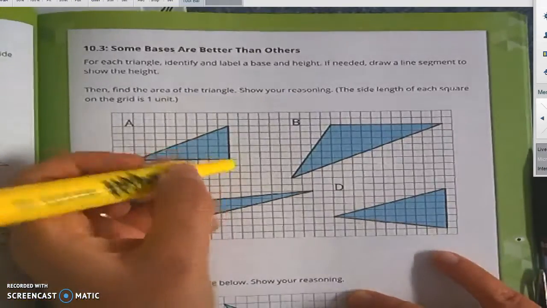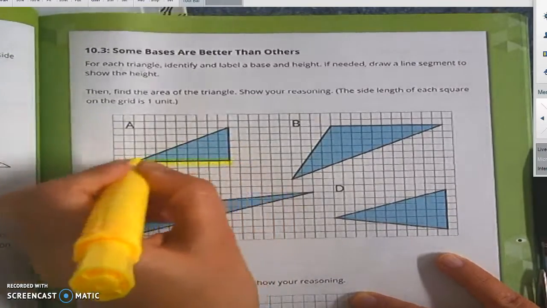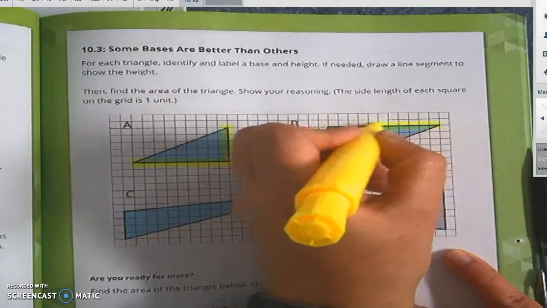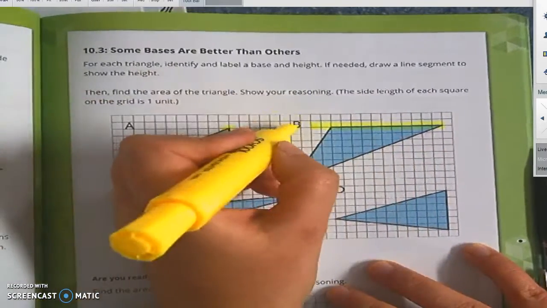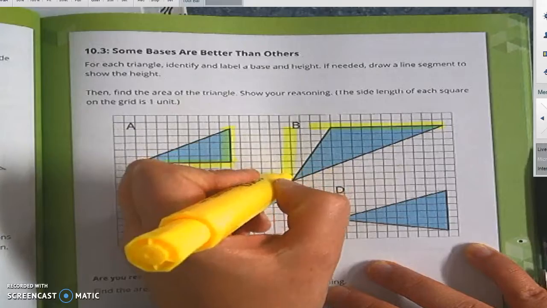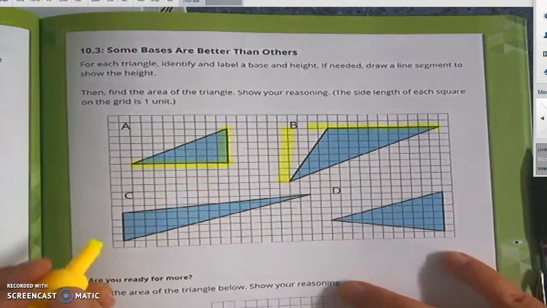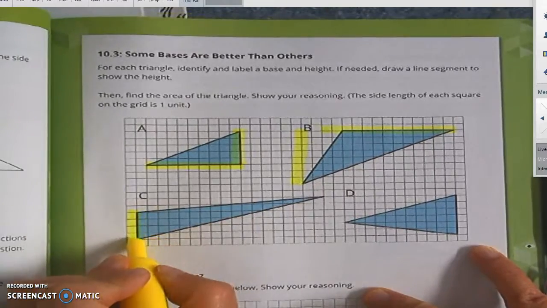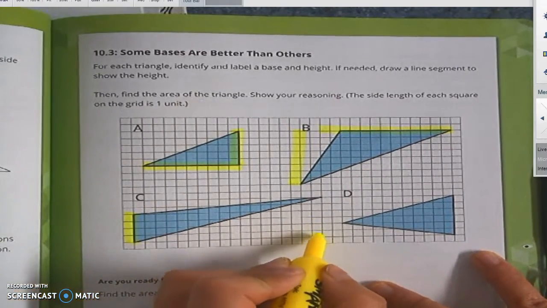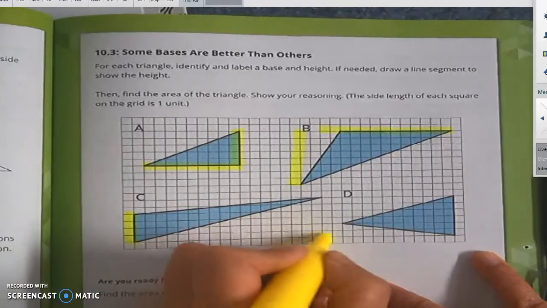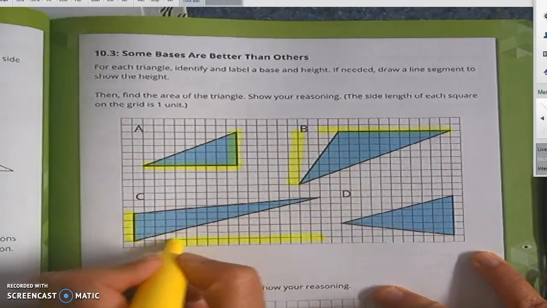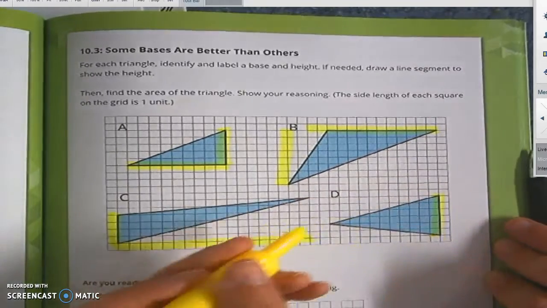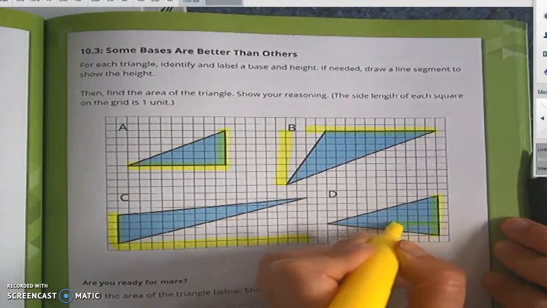Okay, so I'm going to use this as my base and this is my height. I'm going to use this as my base and this is my height. This one is real weird looking. I'm going to use this as my base, and my height is coming all the way out to here. And for D, I'm going to use this as my base, and my height I'm going to put inside.